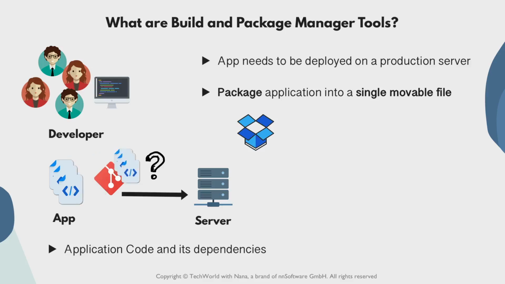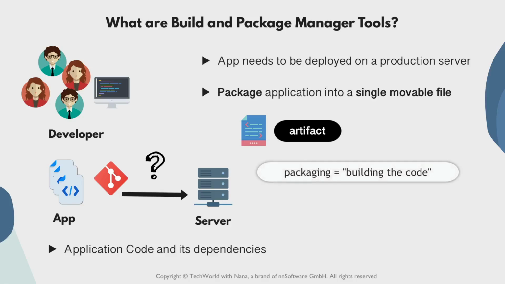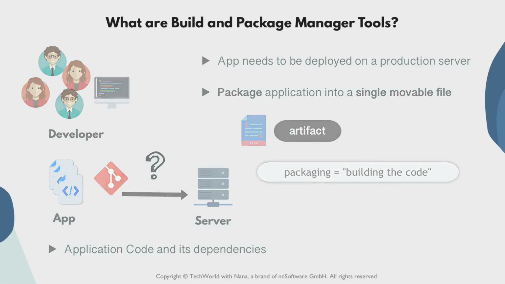Well, you package your application in a single movable file, and then you can get that file to a server and run it there. So you can move around that file. And that single packaged file is called application artifact. Packaging the application, also called building the code of the application into a singular artifact that you can move around and deploy or install on servers.